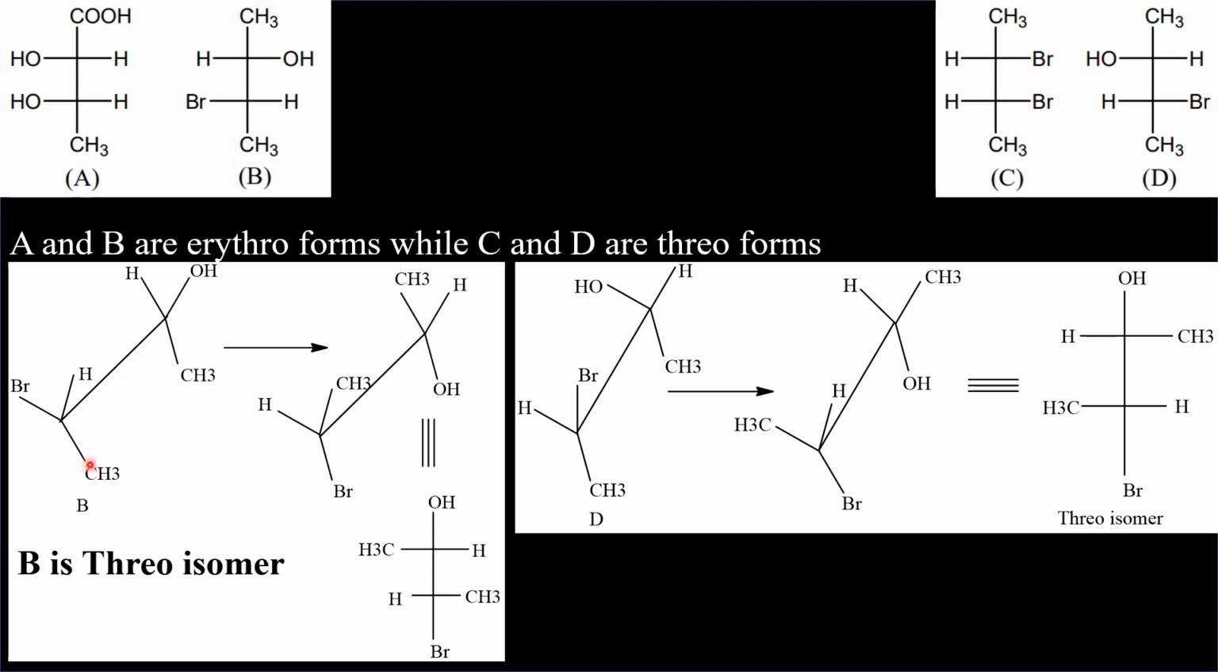The two groups at the top and bottom have to be shown downwards. That's the idea that you should remember. Now the two groups in the arms are shown at the left and right as they are in the Fischer projection. Br at the left, hydrogen at the right, hydrogen at the left, OH at the right.